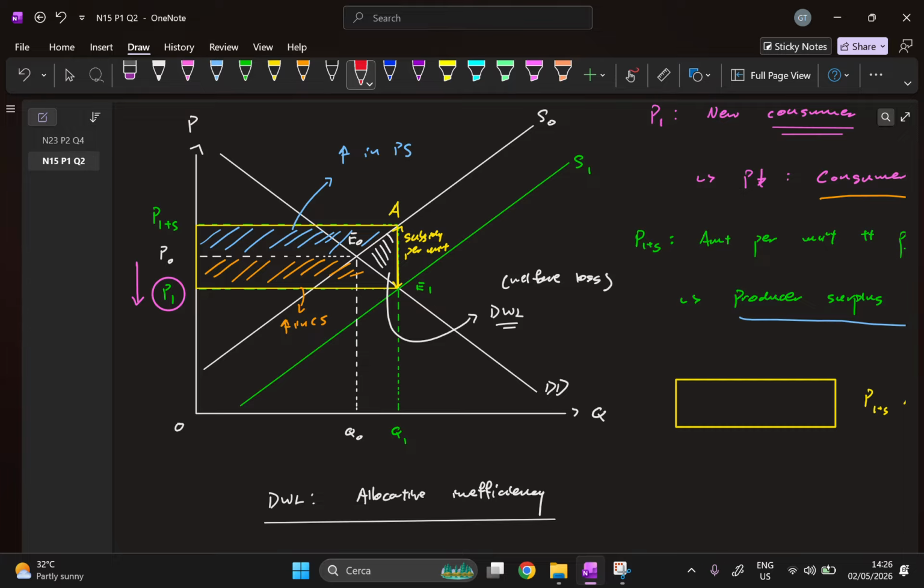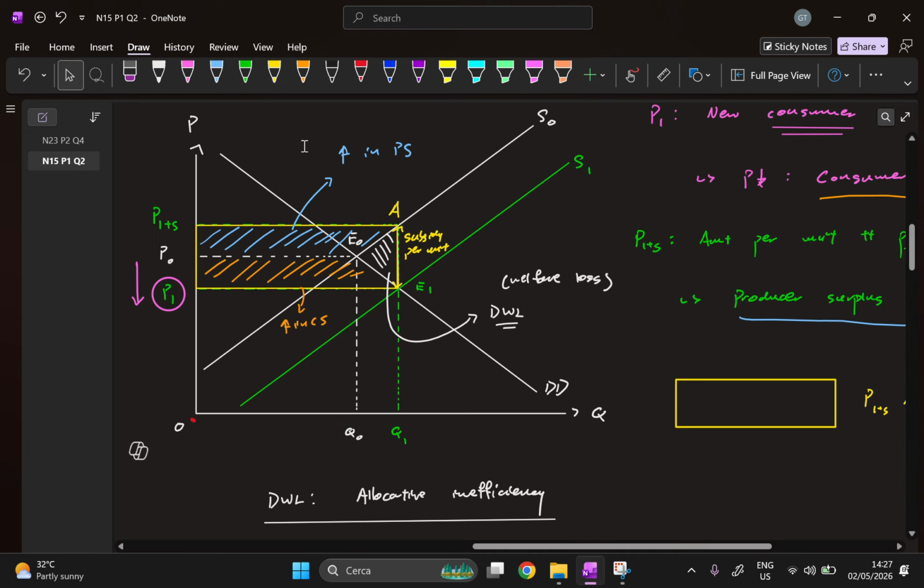And the answer is, it's still just price times quantity. So where is my new quantity? Q1. And where is my new price that the producers collect? Is P1 plus S. So my new producer revenue is this rectangle here. Okay, I think that's it for the subsidy diagram.